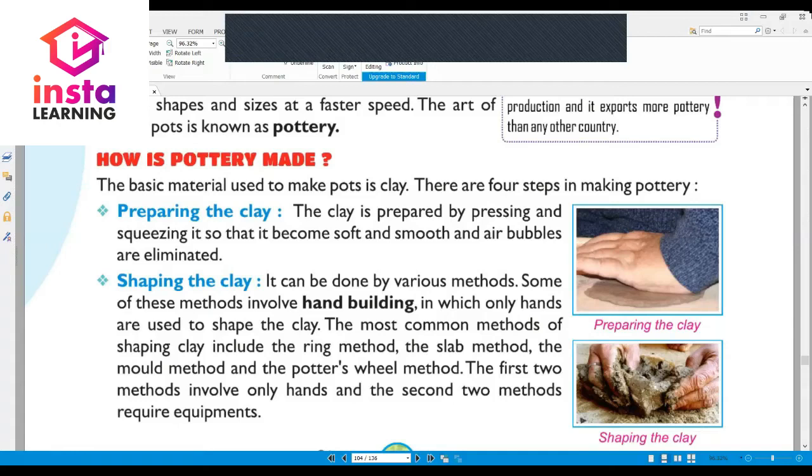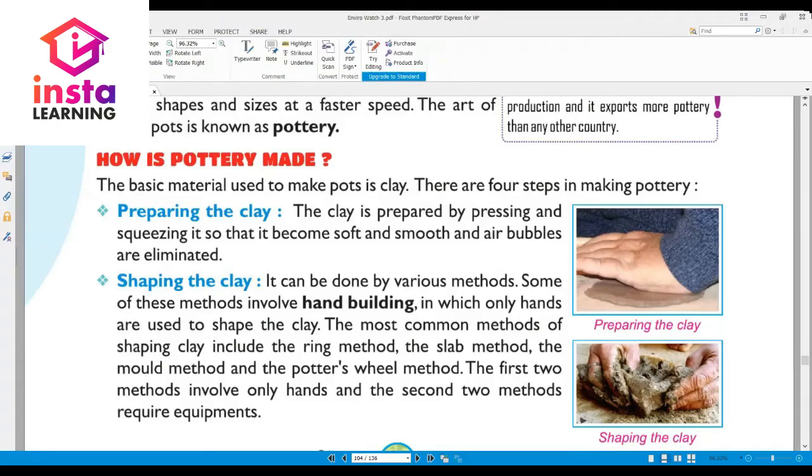Second step is to give shape to the clay. It can be done by various methods. In some methods, hand building is done. The most common methods of shaping clay include the ring method, the slab method, the mold method, and the potter's wheel method. The first 2 methods, the ring method and the slab method, involve only the hands. The mold and the potter's wheel need equipment.